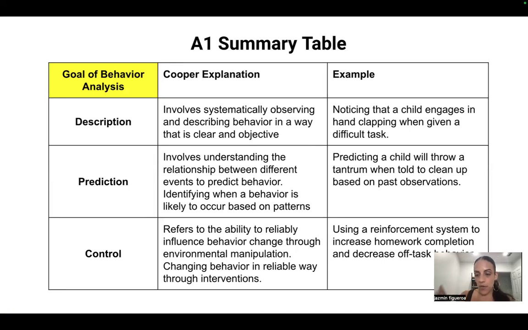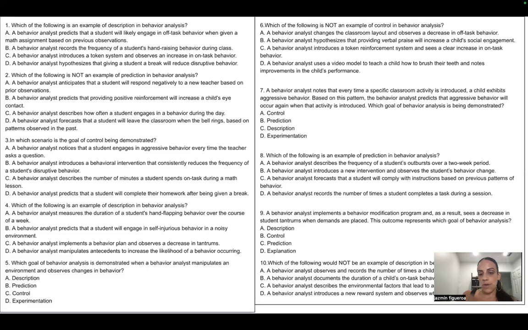So you have to think about that. A1 is just the goals of behavior analysis: description, prediction, and control. And so we know that the exam may try to trick us by adding something like experimentation, which is kind of similar. You're manipulating something, but control is the goal, and that's why the answer is C and not D. And then the other ones are pretty straightforward.